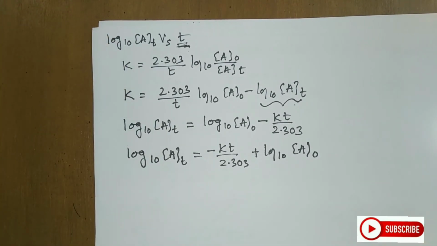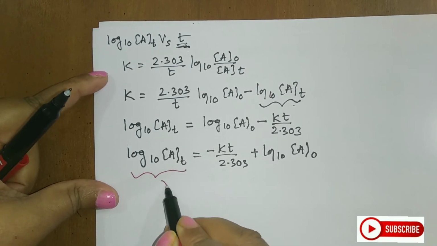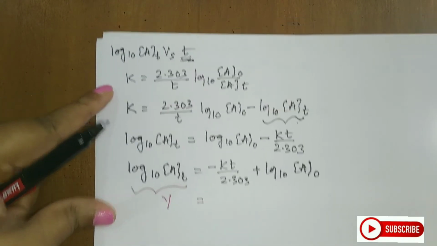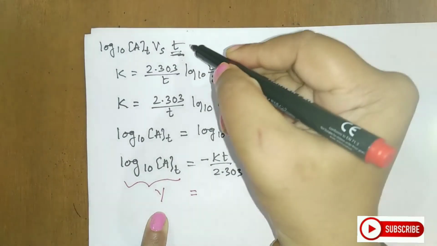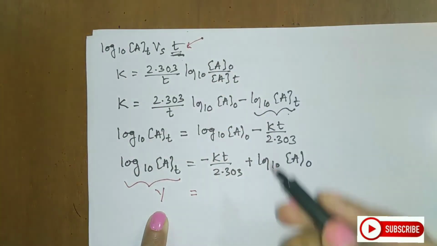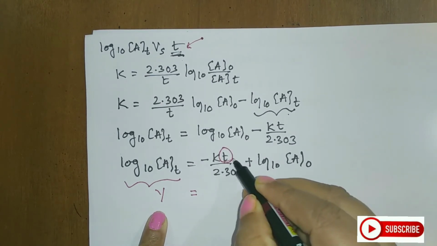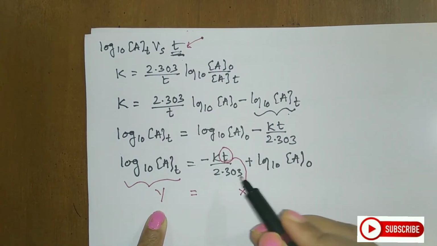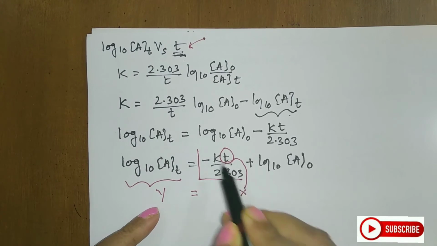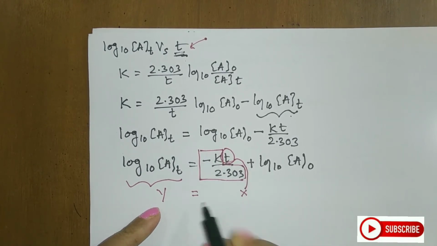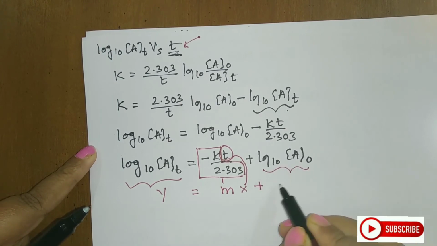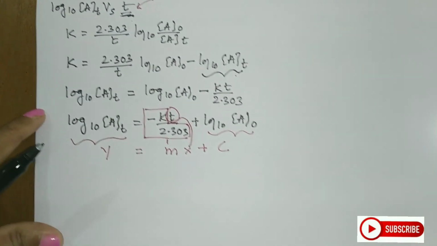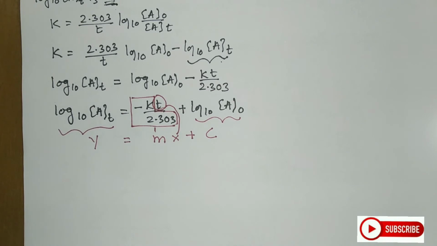Now let us see what type of equation I got. I have this now as y is equal to. Now I have reached this at, so this is your y. Now I want time as the x-axis. So I have here t as x. Now what is remaining is minus k upon 2.303. So this is your m, plus. Now this is your c. So now the graph will have an intercept also.